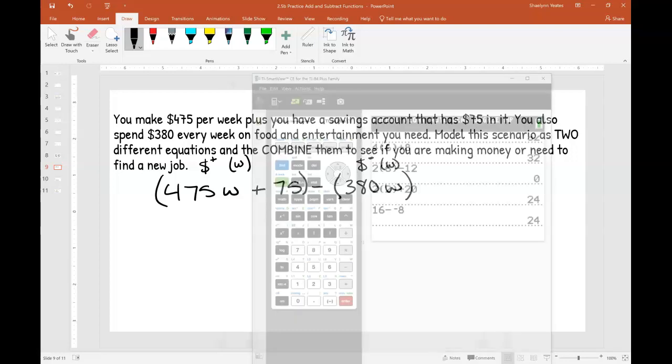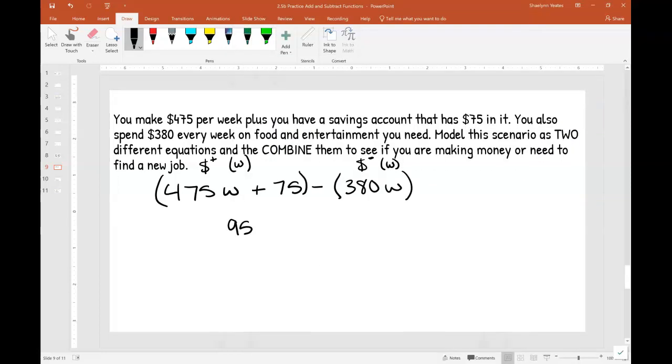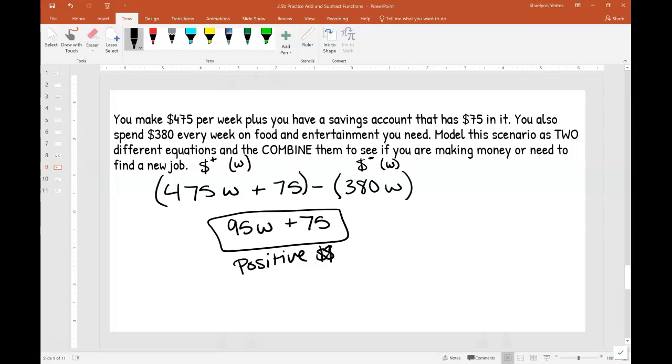So we've got $475 minus my $380, and I end up earning only $95 per week, plus the $75 that's already in savings. This is positive money. So this is a good idea. Let's stay with this job.